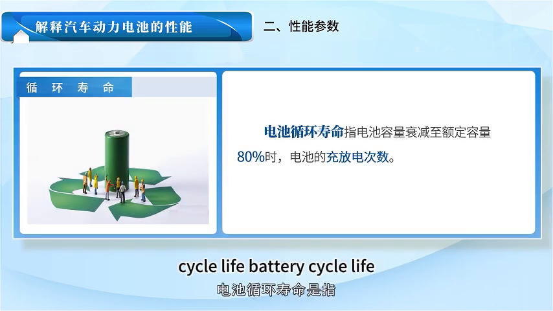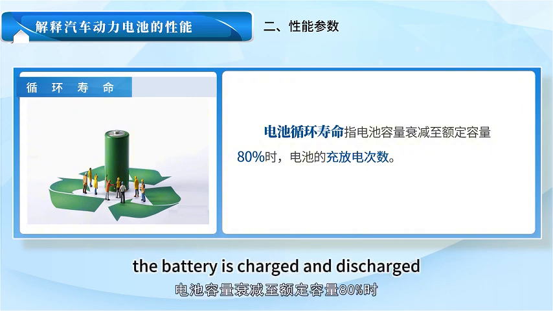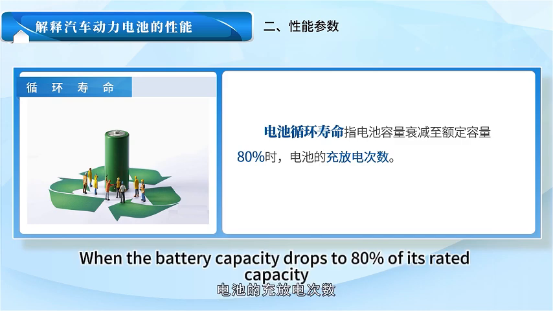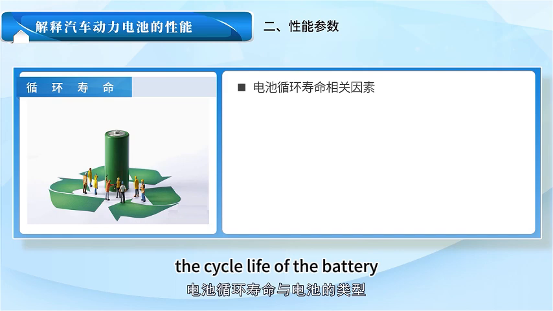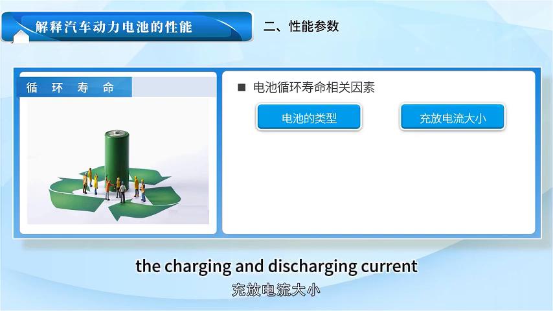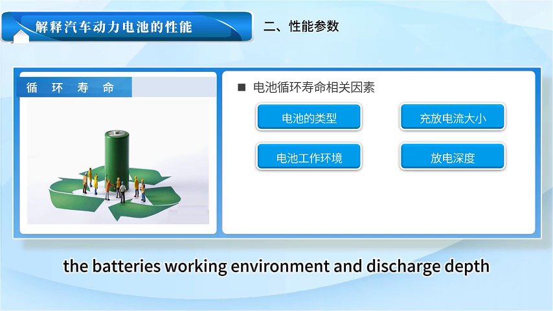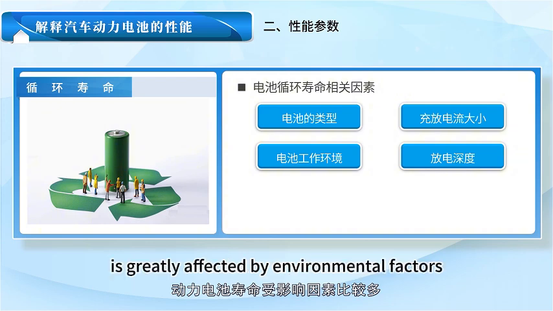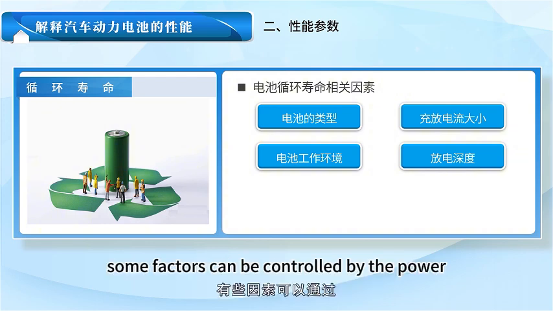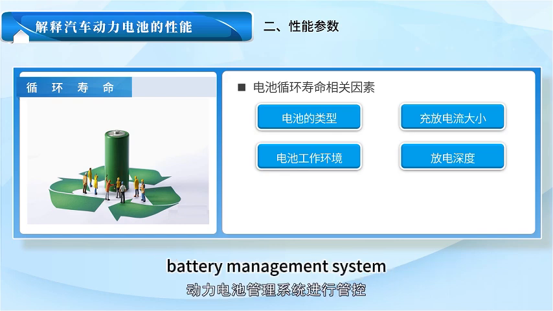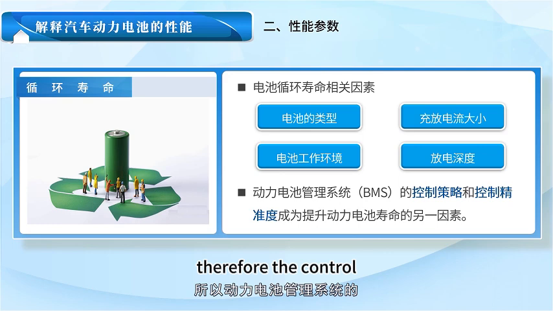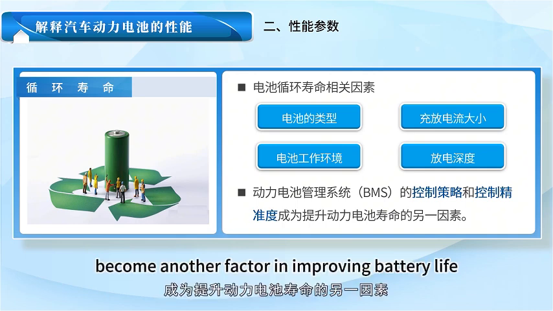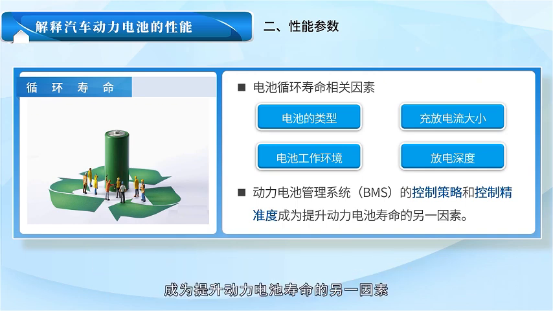Cycle life. Cycle life is the number of times the battery can be charged and discharged, until the battery capacity drops to 80% of its rated capacity. The cycle life of the battery is related to the type of battery, the charging and discharging current, the battery's working environment, and discharge depth. The battery life is greatly affected by environmental factors. Some factors can be controlled by the power battery management system. Therefore, the control strategy and control accuracy of the power battery management system become another factor in improving battery life.